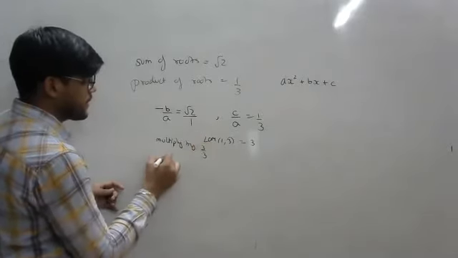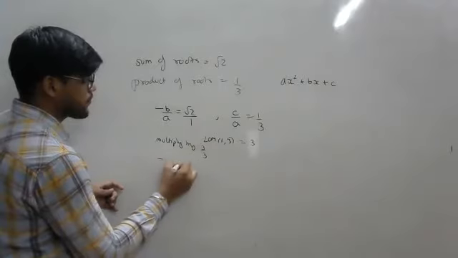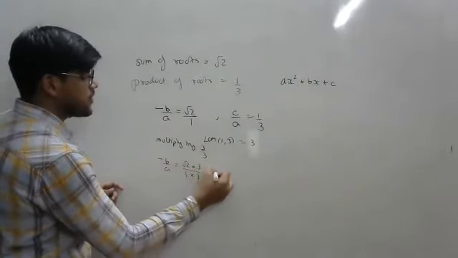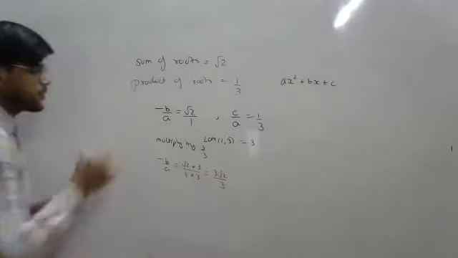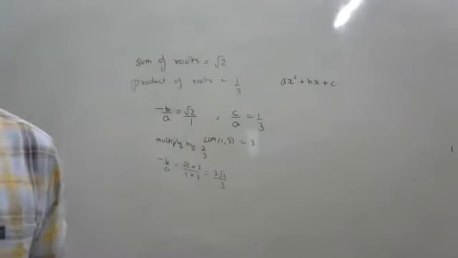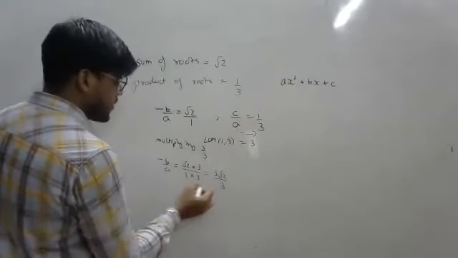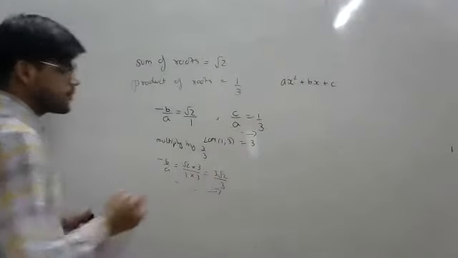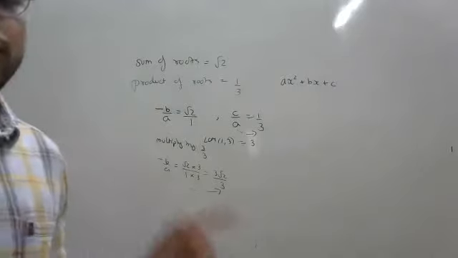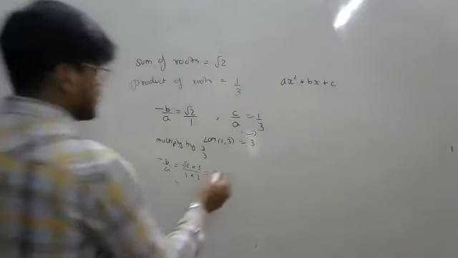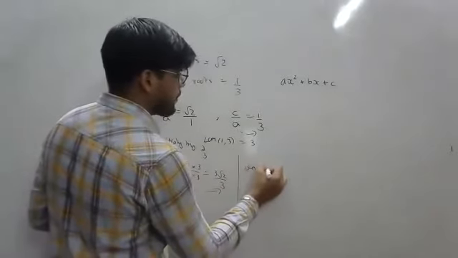So we'll be getting root 2 into 3 upon 1 into 3, which is 3 root 2 upon 3. Now, here also we have value of a is 3 and here also value of a is 3. So when you have the same value of a in both the given equations, then you can proceed further. Now you can write on comparison.